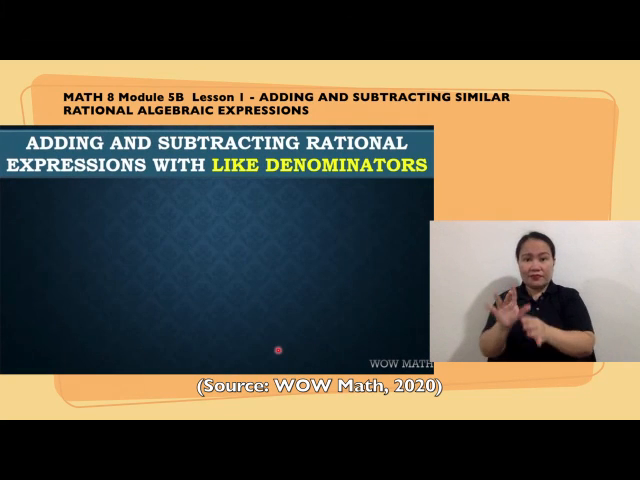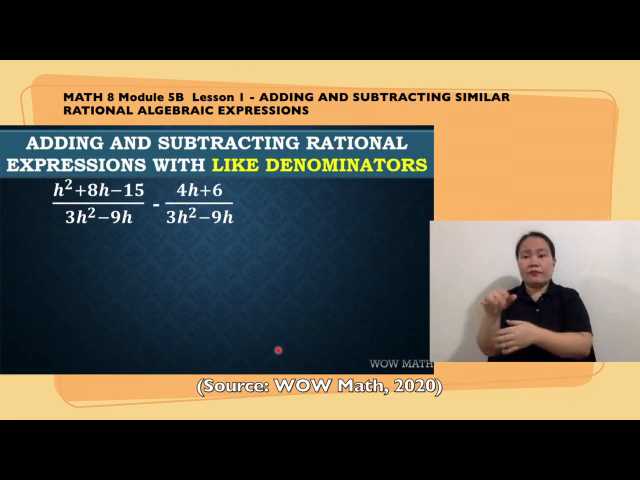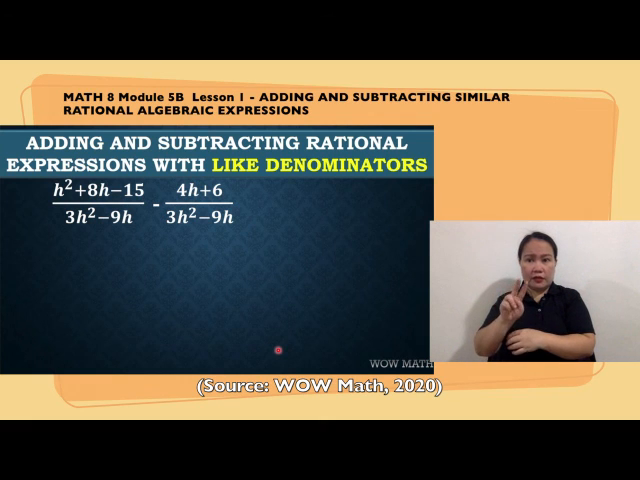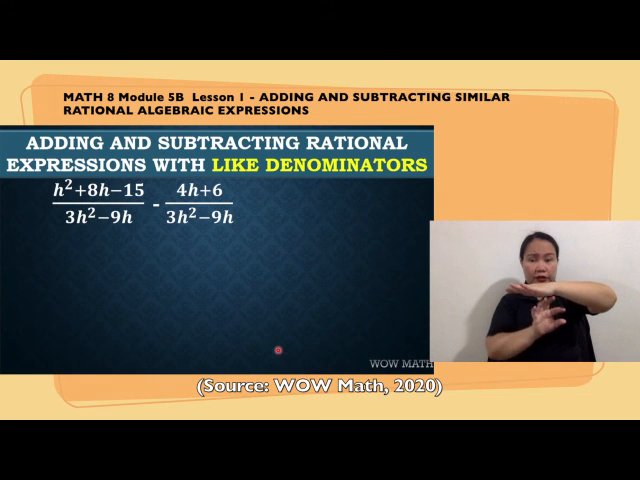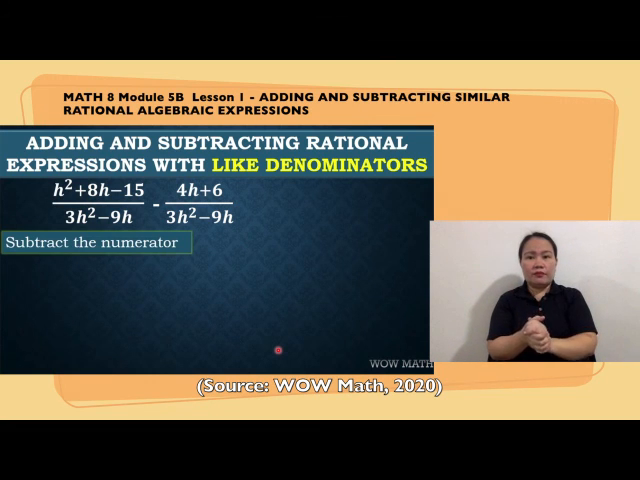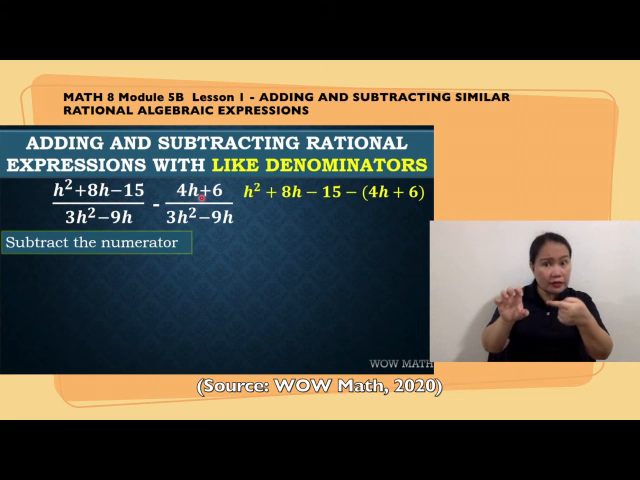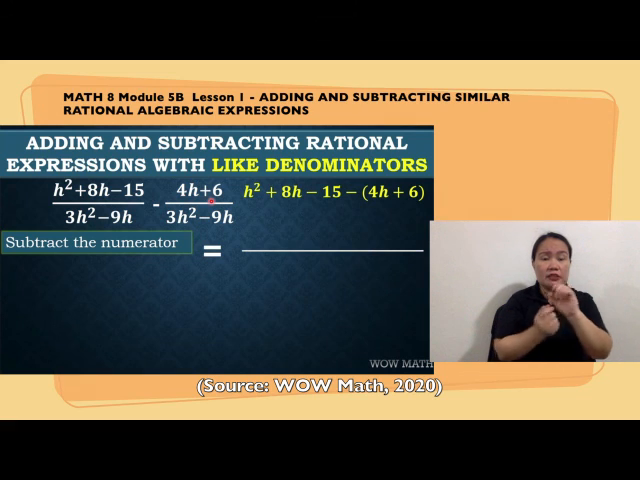Next. I have h squared plus 8h minus 15 all over 3h squared minus 9h minus 4h plus 6 all over 3h squared minus 9h. So, first step, subtract the numerator. So, ang gagawin natin, copy your minuend. Kokopyahin lang natin yan. Wala tayong gagalawin dyan. And then, minus, so 4h plus 6. Ito yung subtrahend natin. Okay?